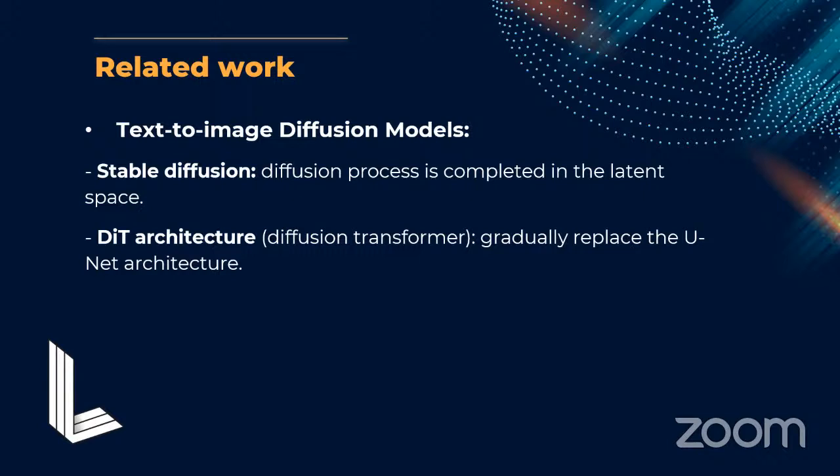Stable Diffusion is the most typical representative, in which the diffusion process is completed in the latent space. And the DiT architecture, the diffusion transformer, has recently begun to gradually replace the UNet architecture because it has promoted the development of the open source ecosystem and downstream applications.